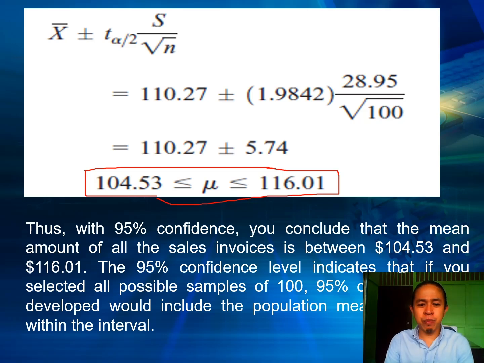So the 95% confidence level indicates that if you selected all possible samples of 100, 95% of the intervals developed would include the population mean somewhere within the interval. Okay, so it means that the population mean will be included in the interval 95% of the time. Okay.